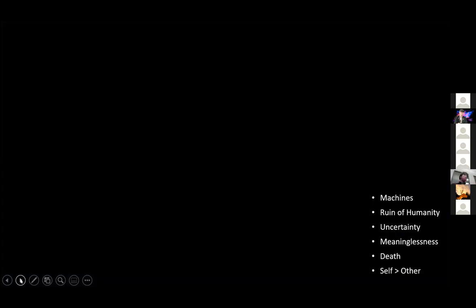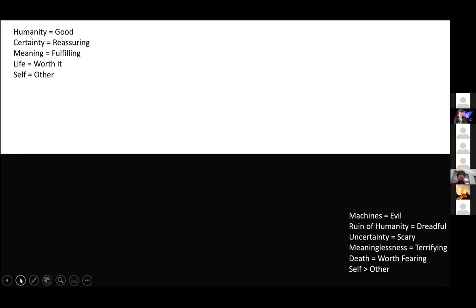And on the other end, if we look at the black end, the bad end, we see machines, which are evil. We see the ruin of humanity, dreadful uncertainty, meaninglessness. Life is over. And if life still exists, then it's this chaotic Darwinian world in which the self is greater than the other. And it looks pretty nice when we lay it out like this, right?